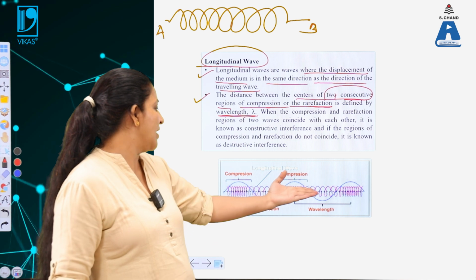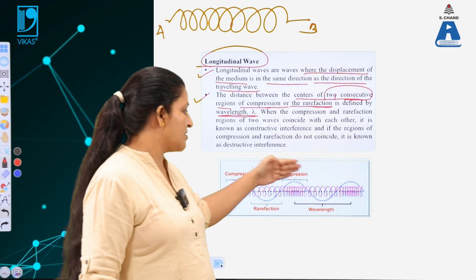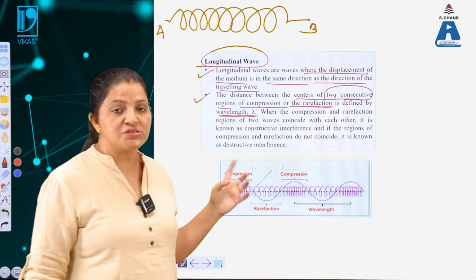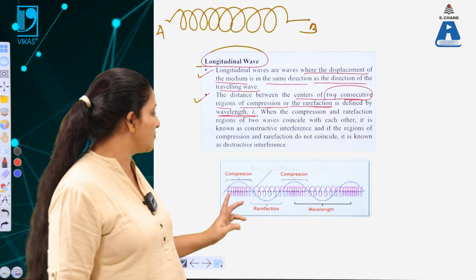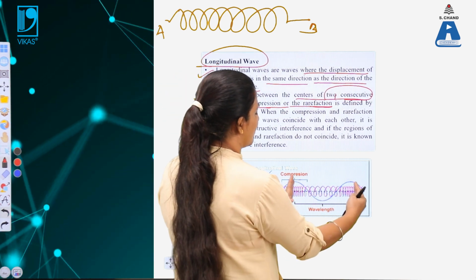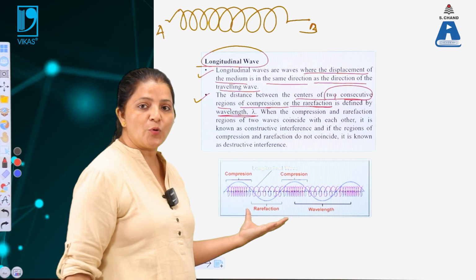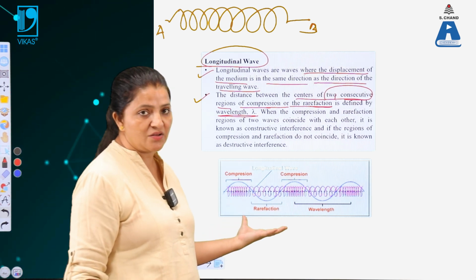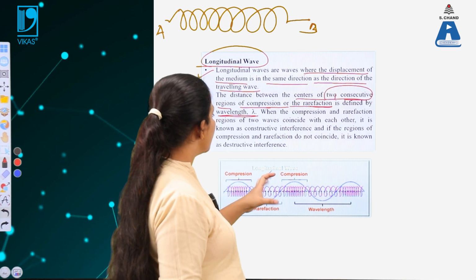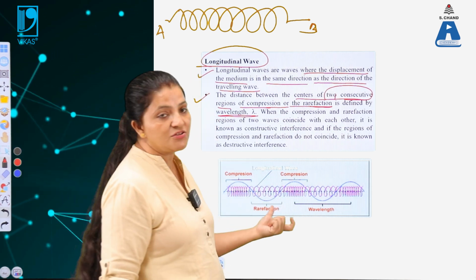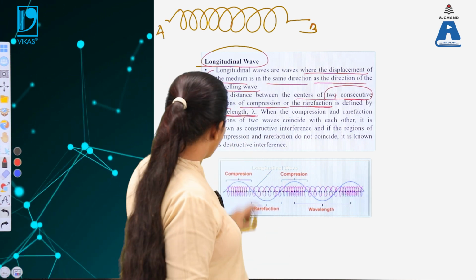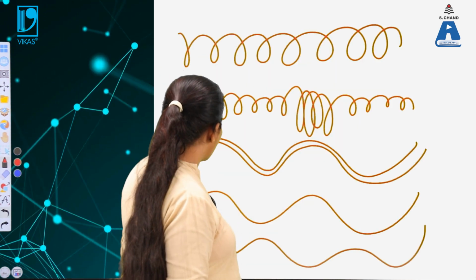So, longitudinal waves are waves which travel in a spring with the direction of propagation the same as the displacement of the wave. Compression and rarefaction, again compression and rarefaction: when they superimpose and their centers coincide, there is a constructive interference, and when their centers do not coincide, there is a destructive interference. Such waves are known as longitudinal waves.